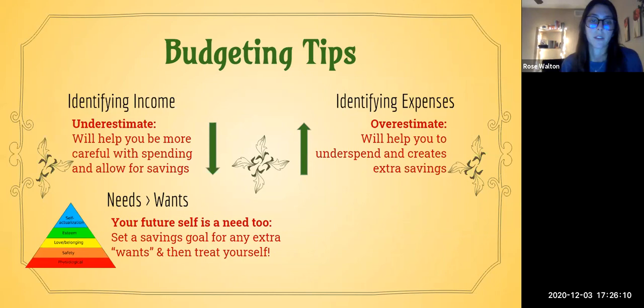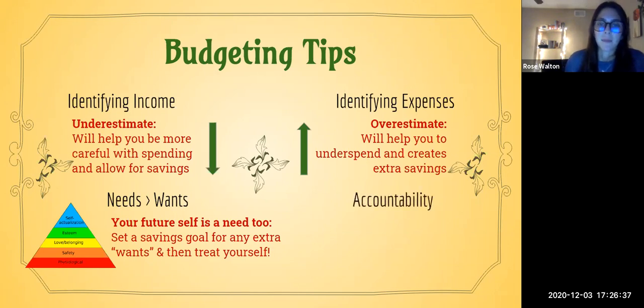But with that being said too, your future self is a need. So you can always set a savings goal for yourself if you want to obtain an extra want and then treat yourself down the line. Of course, there are always going to be those items that make us really, really happy. So if we save up for them down the line, that adds to our Maslow's hierarchy as well, definitely in love and belonging and esteem, probably up towards the top of the pyramid.